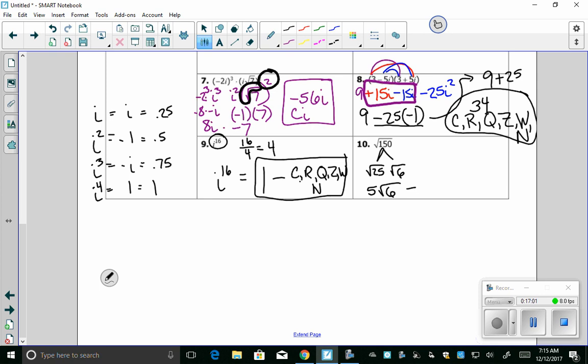So to name all the sets to which this number belongs, well, I know it's a complex number. Because there are no i's, it's real. And because it has a square root, it is irrational. Almost wrote the wrong letter. It is irrational.